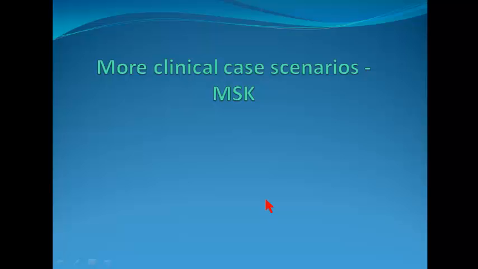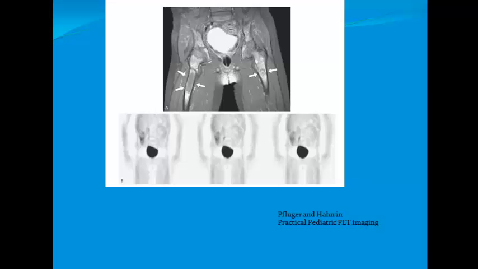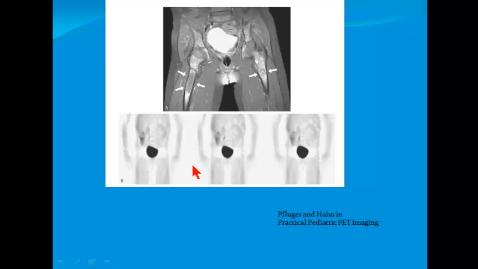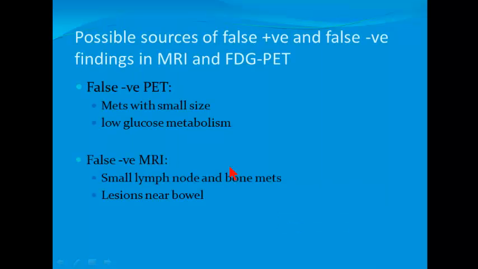So just going to go back now to some MSK scenarios, a couple of them. So here's a situation where the patient with Ewing sarcoma with proven METs proximally in the femora bilaterally on MR, but on PET images shows no significant abnormality. So this is a situation where there's a false negative PET. So what can cause a false negative PET? Well, in this case, probably altered or low glucose metabolism, or an inability to take up the tracer. METs with small size can do so.